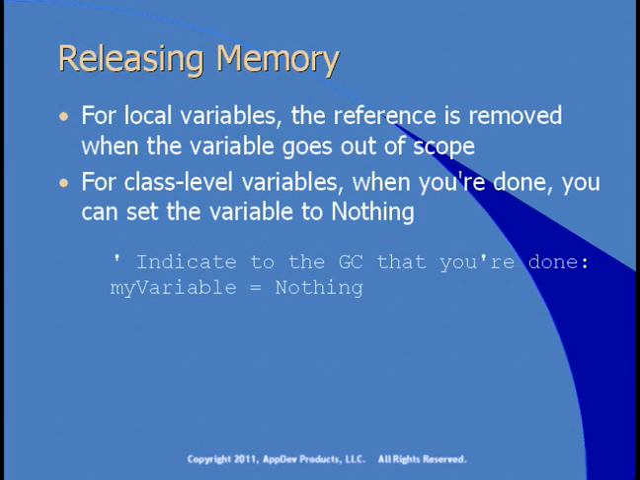To do that, you could just add myVariable = Nothing to your code. By doing that, you're releasing your reference to the object so that the garbage collector knows that you're done with the object. Now, you don't need to do that if your variable is defined inside a procedure. But if it's a class-level variable and you want to indicate that you're done with the object, you'll need to add code like this.